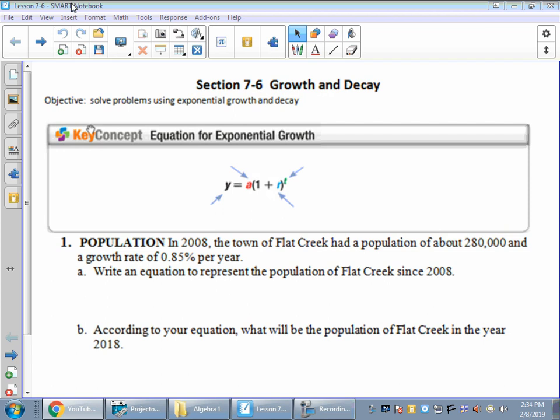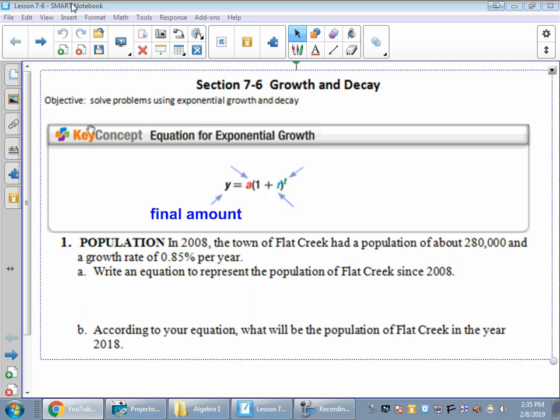All right, first let's take a look at this equation for exponential growth. Y equals a times 1 plus r to the t. So a lot of stuff going on. Let's make sure we know what everything is. So first, your y value, that's the final amount. A lot of times that's the answer you're going to get, your y after plugging all this stuff in.